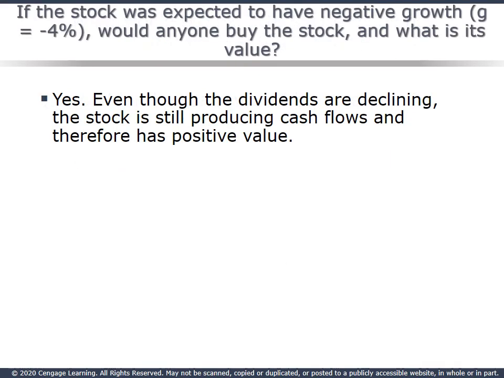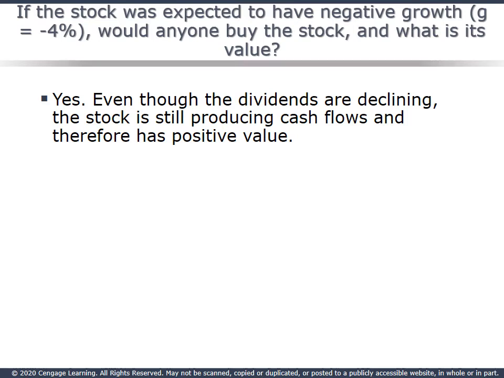Can we use this constant growth model if G is not positive? In other words, it's negative, which means that the dividends, the earnings, and the price of that firm are declining year after year after year. Can we use the model? Absolutely. It's still a constant growth. It's just that the growth is negative.